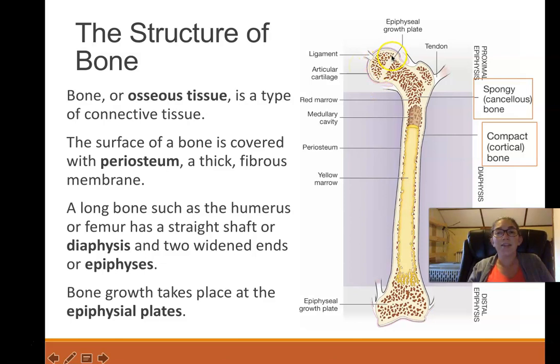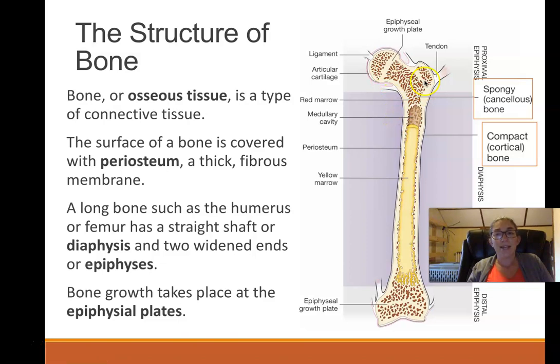You can see in the large bones, there are growth plates at the ends of the bones. The ends of the bones, by the way, are called the epiphyses. So the epiphysis is the knotty looking end. And then the shaft of the bone is the diaphysis. And these epiphyseal plates are the growth plates. That's where new bone comes from.